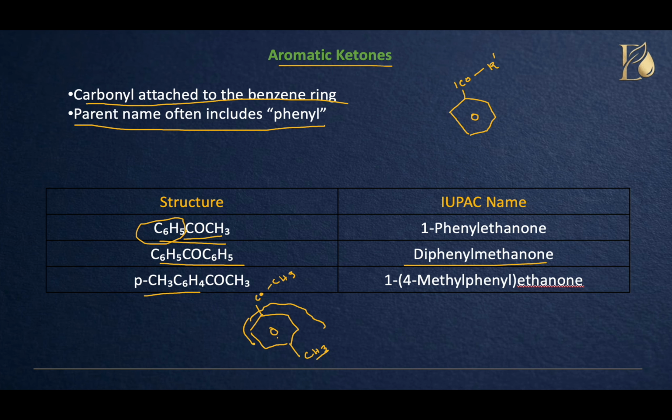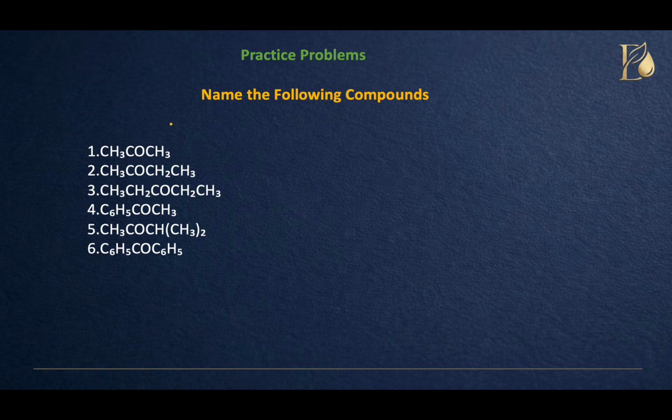This is 4-methyl phenyl, and it is at the first position of the carbonyl group. So 1, so we can write 1-(4-methylphenyl). This 1 is for the position of the carbonyl carbon. Then 4-methyl phenyl is for this ring. Then what is left? Ethanone. So 1-(4-methylphenyl)ethanone.